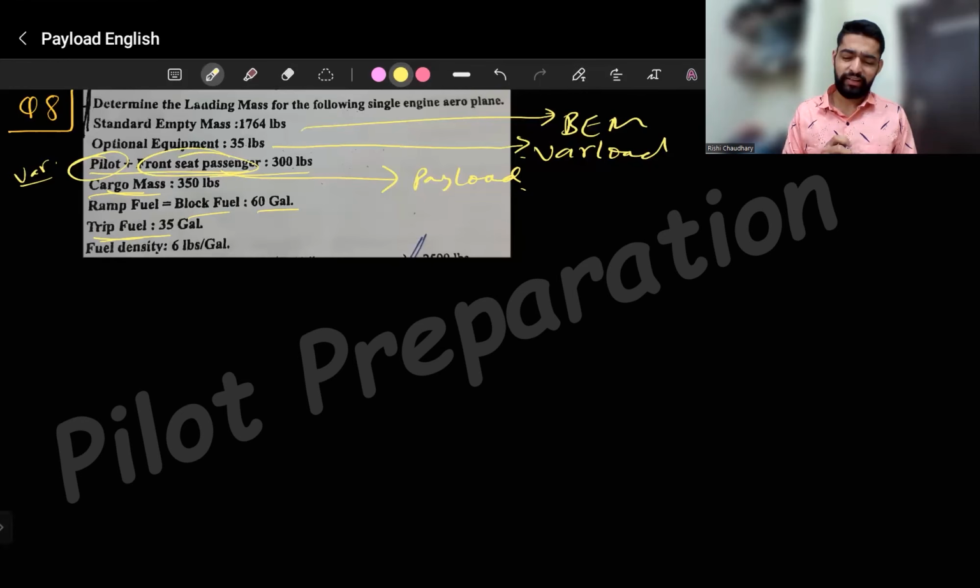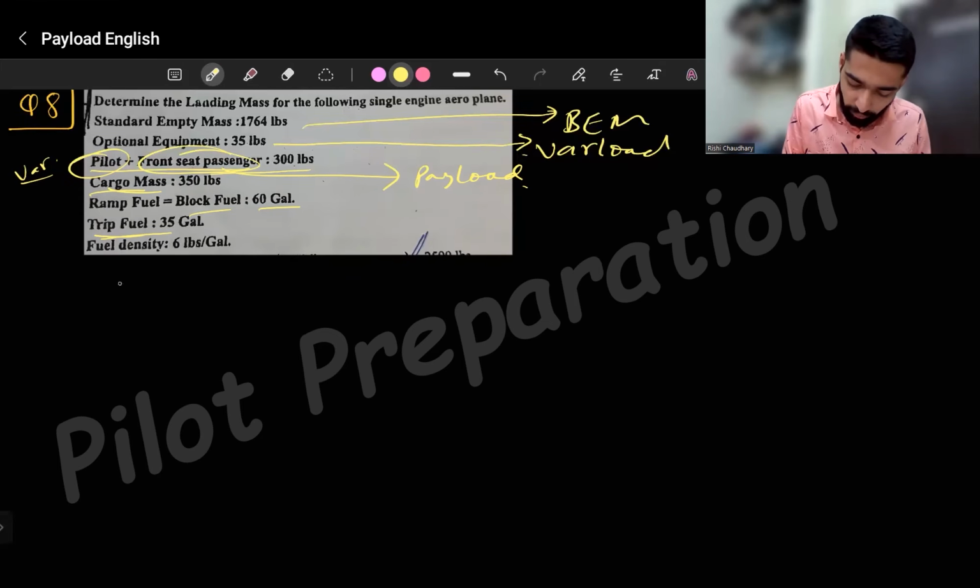So first and foremost, I need to convert my ramp fuel and trip fuel into pounds. First of all, we need to remember that ramp fuel is equal to FOB plus taxi fuel plus startup fuel. But when you're not given taxi fuel in the question, you cannot subtract that taxi fuel. So we will assume that taxi fuel and startup fuel are negligible, so we will directly use ramp fuel as my fuel on board.